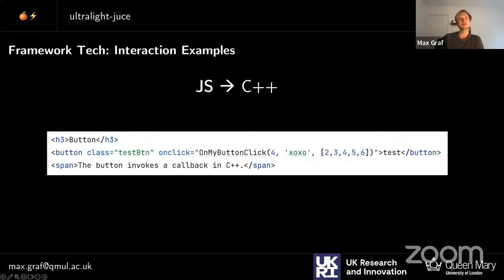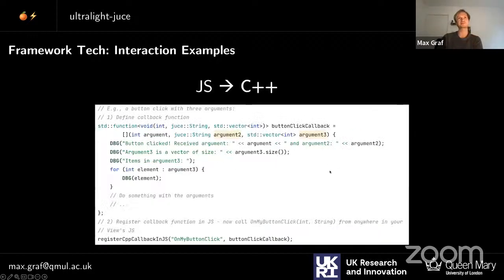Here's an example of how this could work. That's not for the knob, but for a button now. So this is HTML. We have a little button, and it has a little function called onMyButtonClick, taking 3 arguments, an integer, a string, and an array of integers. And if we click that button, we can register the callback like so in C++.